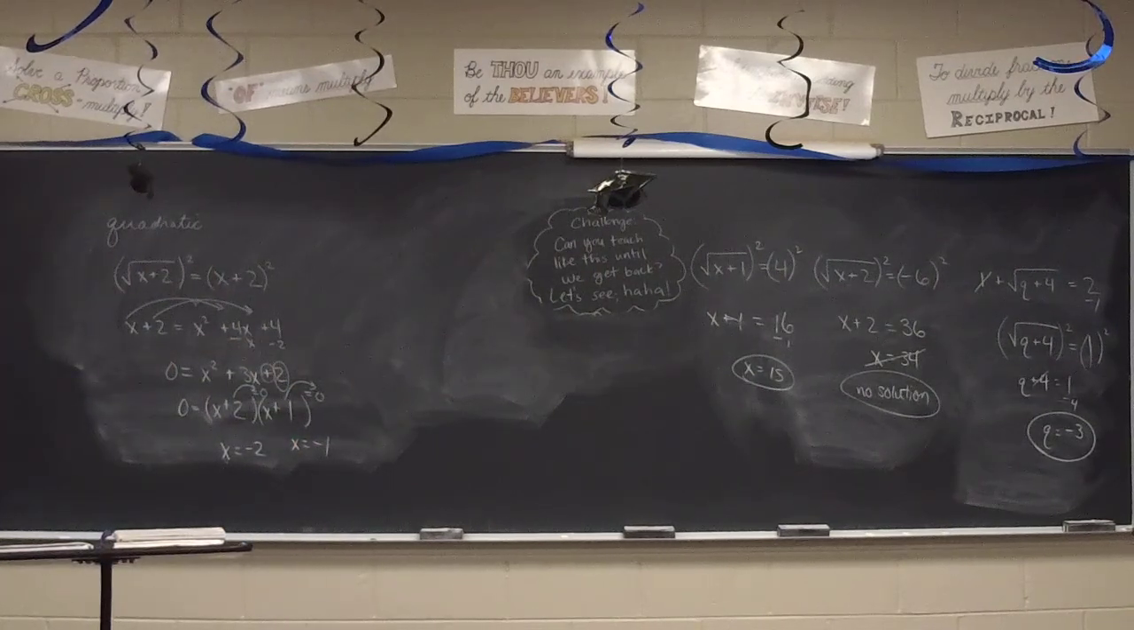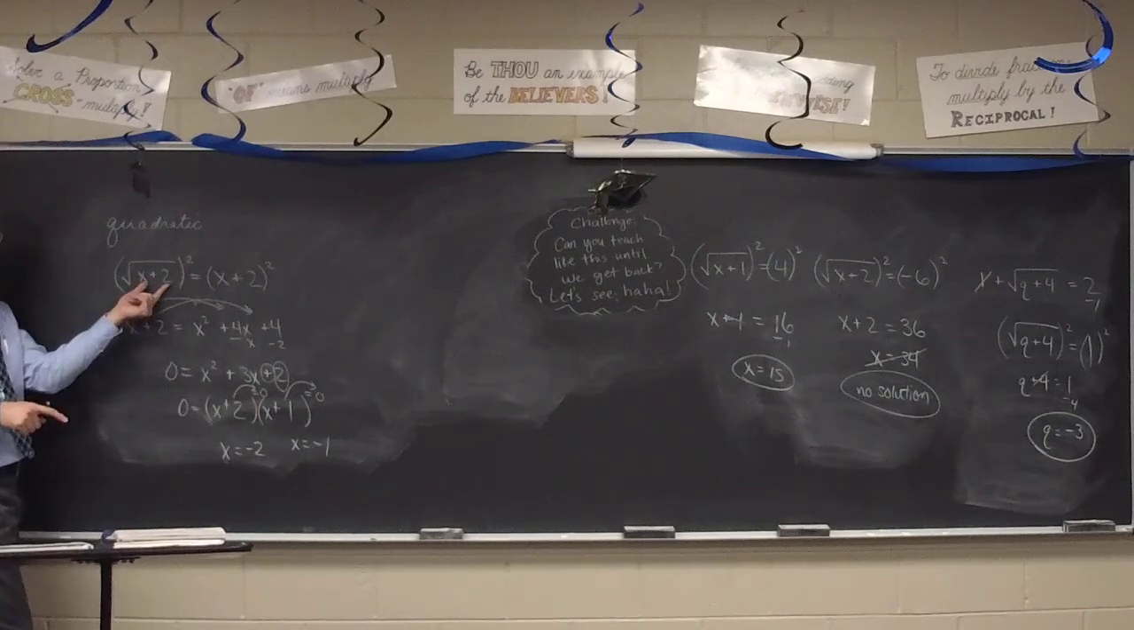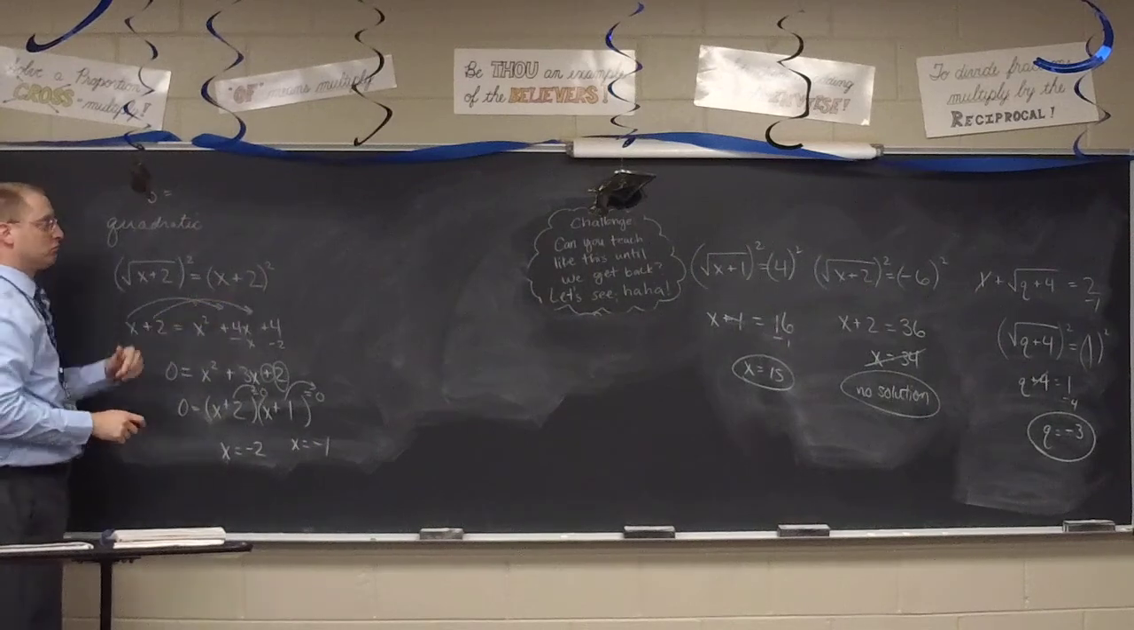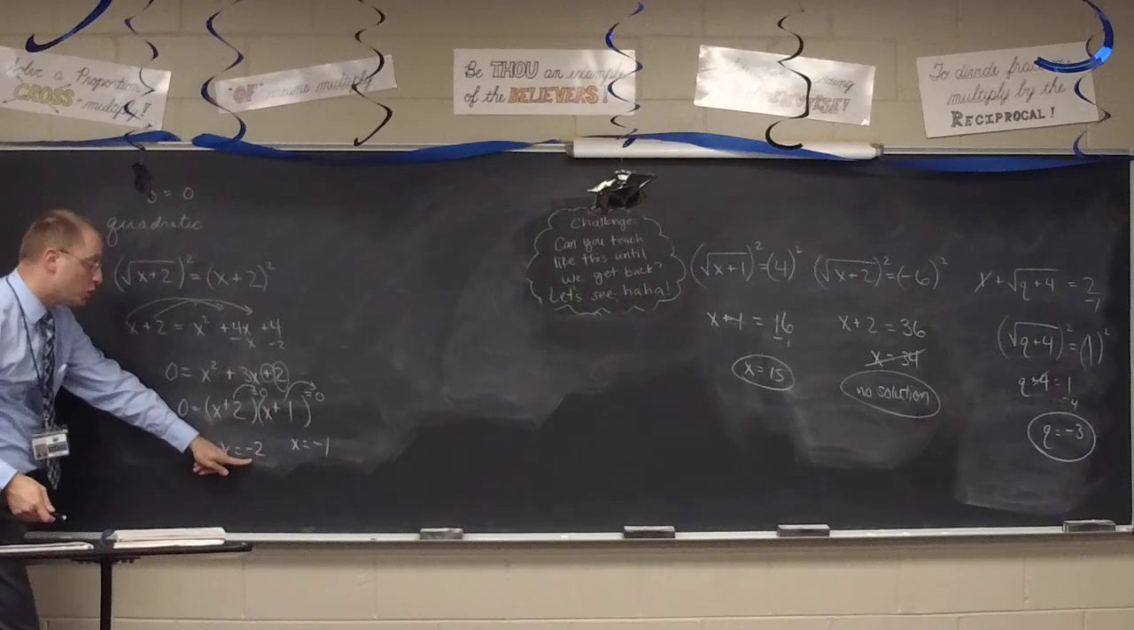And it's very possible that one of these is extraneous. Let's check. Let's plug in the negative 2 first. Negative 2 plus 2? 0. Square root of 0? 0. Negative 2 plus 2? Wait, negative 2. Negative 2 plus 2.